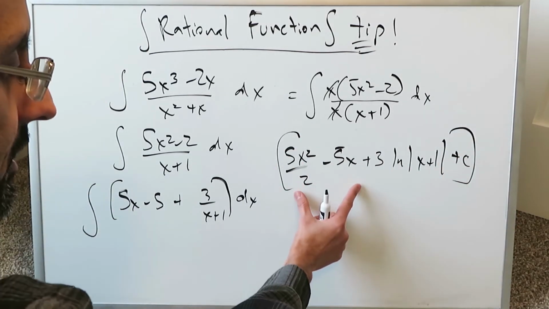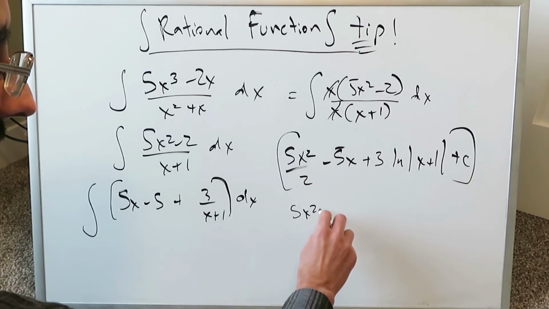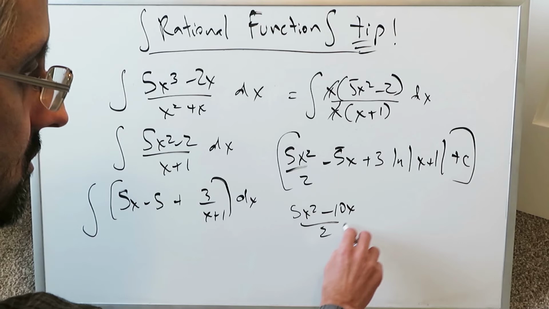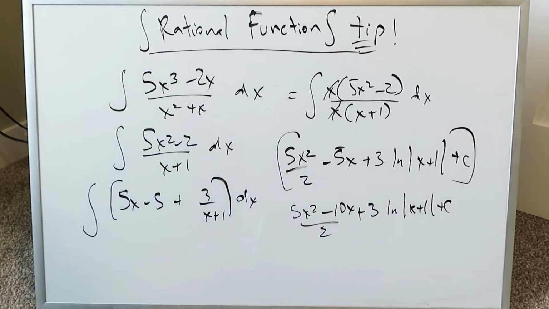If you wanted, you can do a common denominator here. In this instance, you do 5x squared minus 10x over 2 plus 3 natural log of the absolute value of x plus 1 plus c, and your answer is complete and your answer is good.